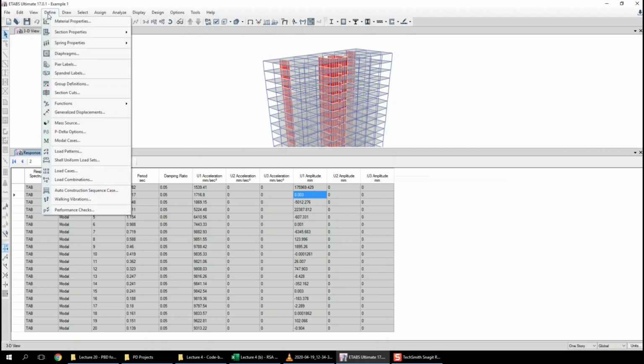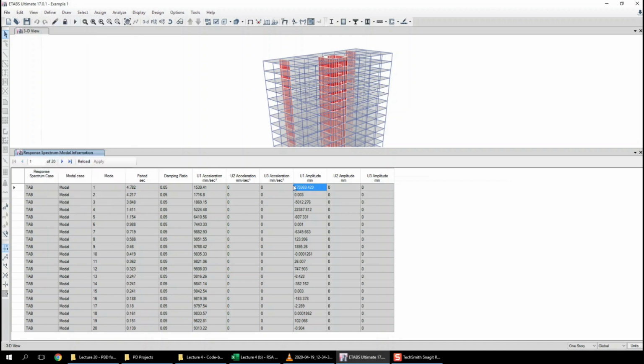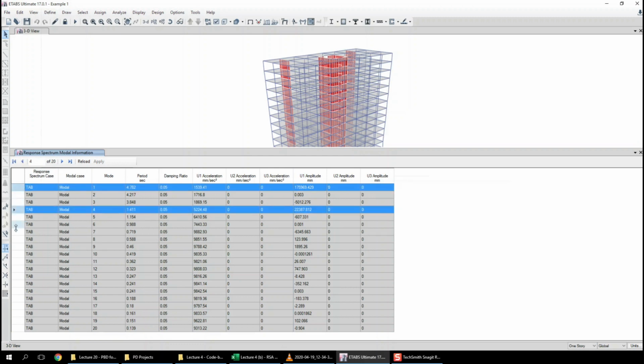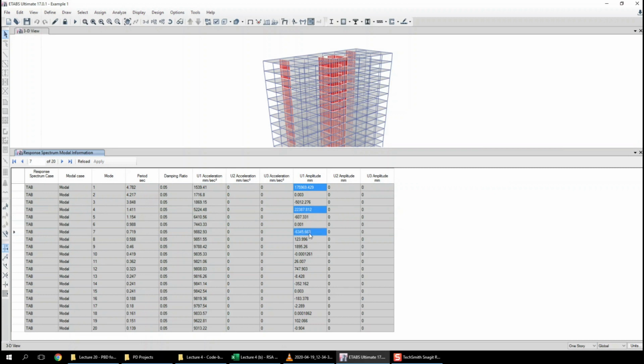So here what I am doing is that I am picking the U1 amplitude for the first three modes which I am interested in, and those are mode number 1, mode number 4 and mode number 7. So I pick this number, and then this number, mode number 4, and then this number which is mode number 7. So these three numbers I should pick, and I should multiply my modal analysis results, all the results, with these three numbers to get the corresponding modal contributions in the RSA analysis.